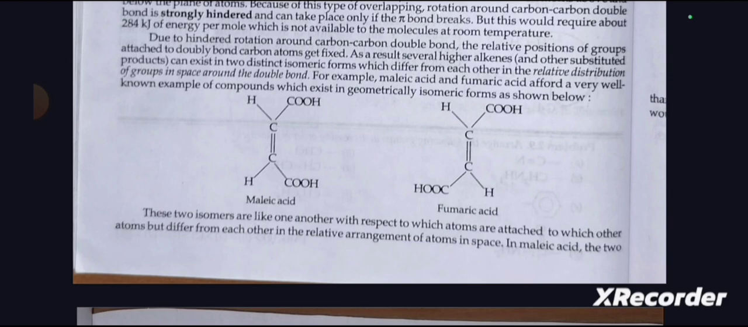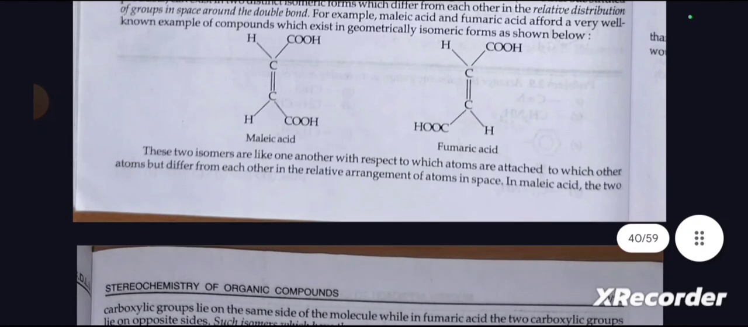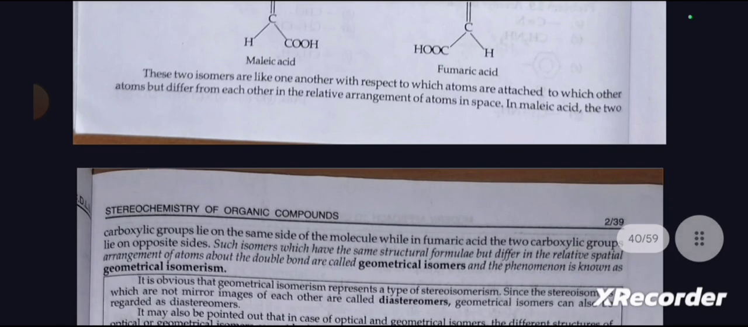As a result, several higher alkenes and other substituted products can exist in two distinct isomeric forms which differ from each other in the relative distribution of groups in space around the double bond. For example, maleic acid and fumaric acid afford a very well known example of compounds which exist in geometrical isomeric forms as shown below. CHCOOH double bond CHCOOH, maleic acid. CHCOOH double bond CHCOOH, fumaric acid. These two isomers are like one another with respect to which atoms are attached to which other atoms but differ from each other in the relative arrangement of atoms in space.